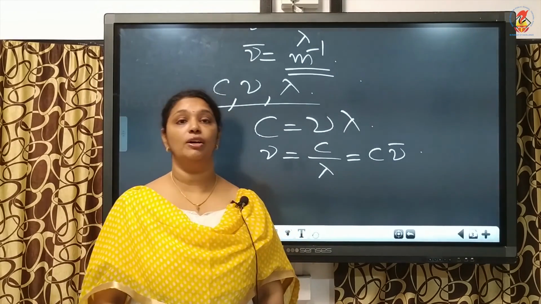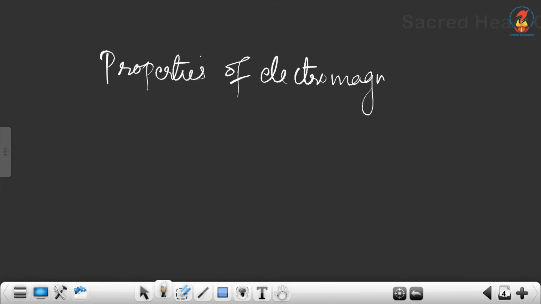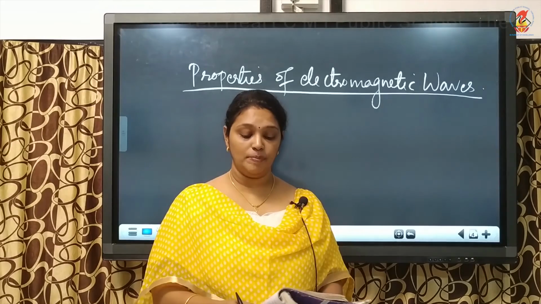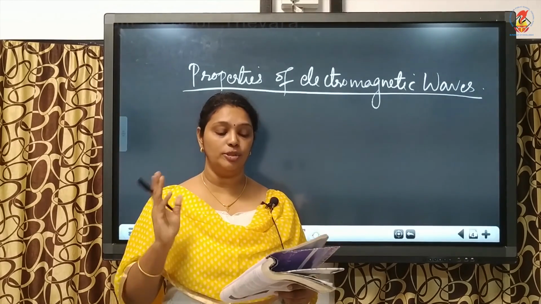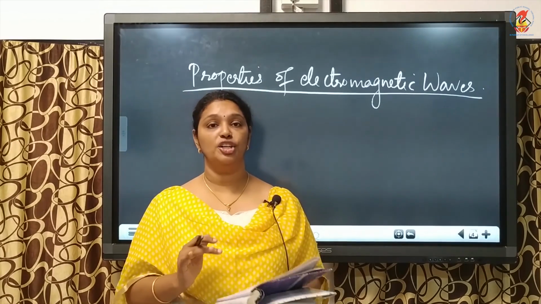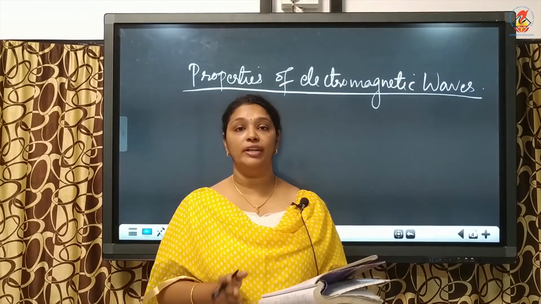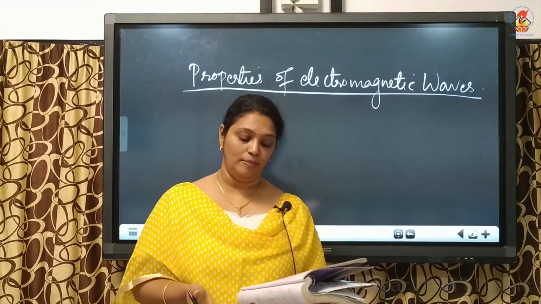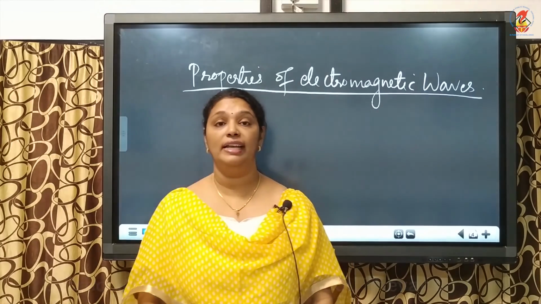Now next let us see the properties of electromagnetic waves. The first property is that the electric and magnetic fields produced by charged particles are perpendicular to each other, and both are perpendicular to the direction of propagation of the wave that we already discussed. The second property is that unlike sound waves or water waves, electromagnetic waves do not require any medium to travel, meaning they can move in vacuum. The third property is that there are many types of electromagnetic radiations which differ from one another in frequency or wavelength, and these constitute what is called the electromagnetic spectrum.